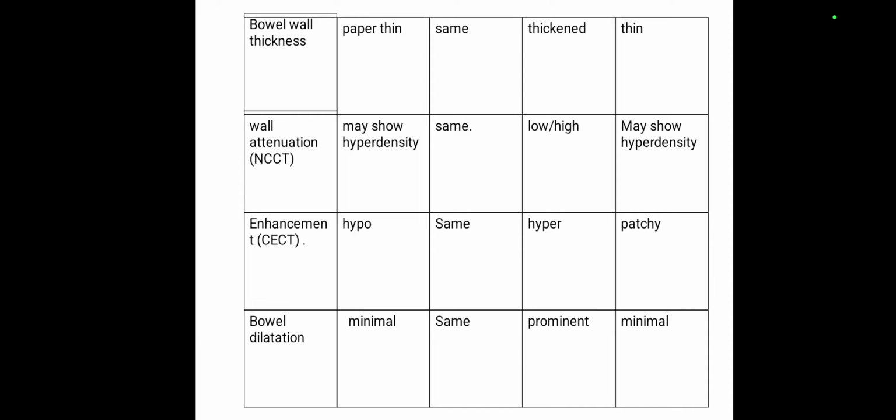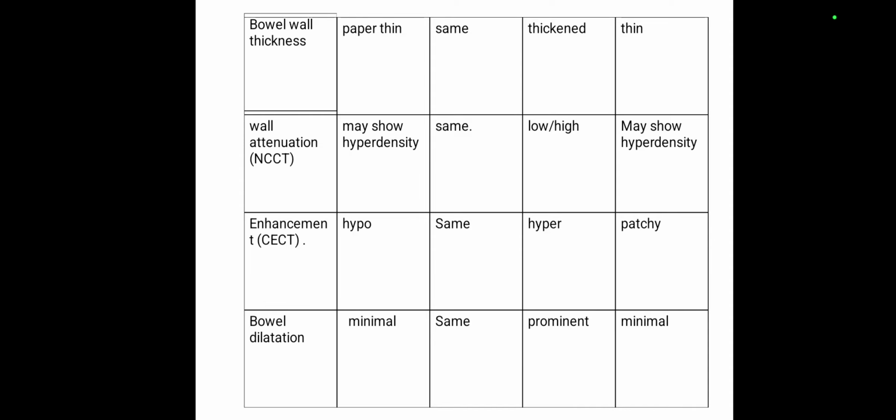And attenuation, it can be either hypodensity. If there is any hemorrhage, there can be hyperdensity. Enhancement, we are expecting hyper enhancement. So what happens is this, there is submucosal edema with hyper enhancement of the mucosa and muscularis propria. As a result, this gives an appearance of halo sign or target sign.